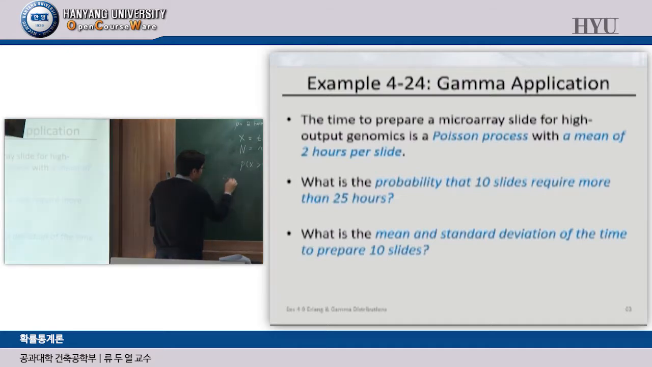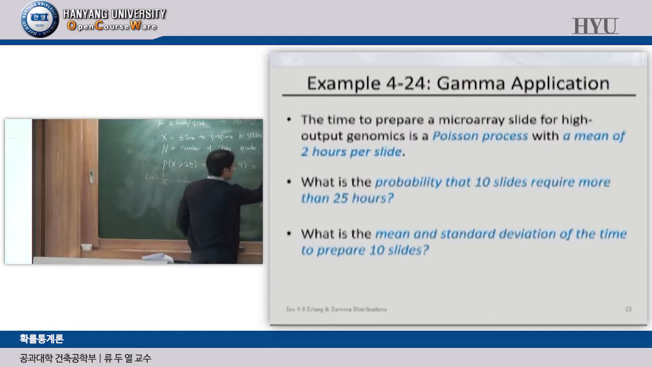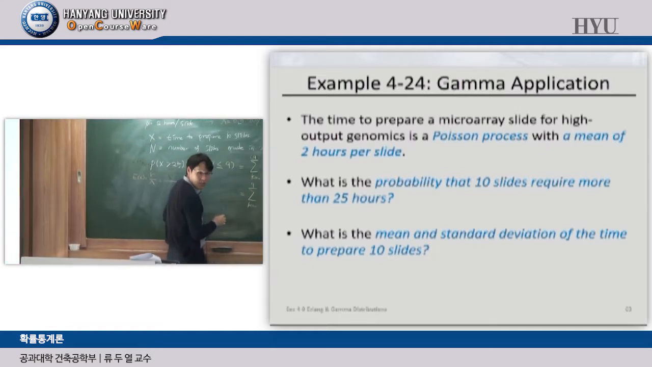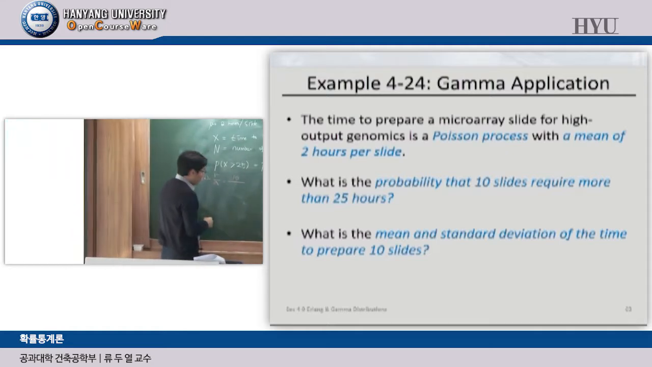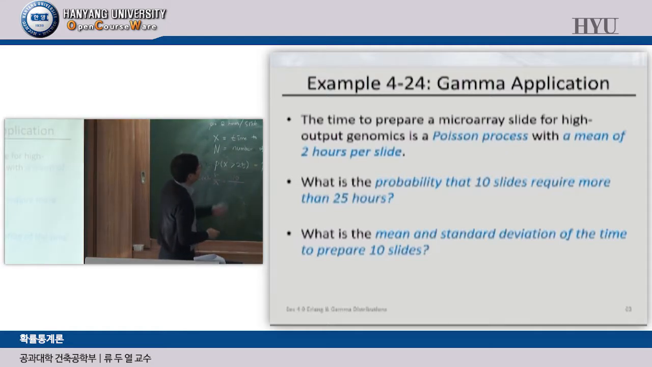The mean of X was r over lambda, right? So, what is the r here? This was the r minus 1, right? So, r is 10. And lambda is 0.5 here, okay? So, 10 over 0.5, that is equal to 20.